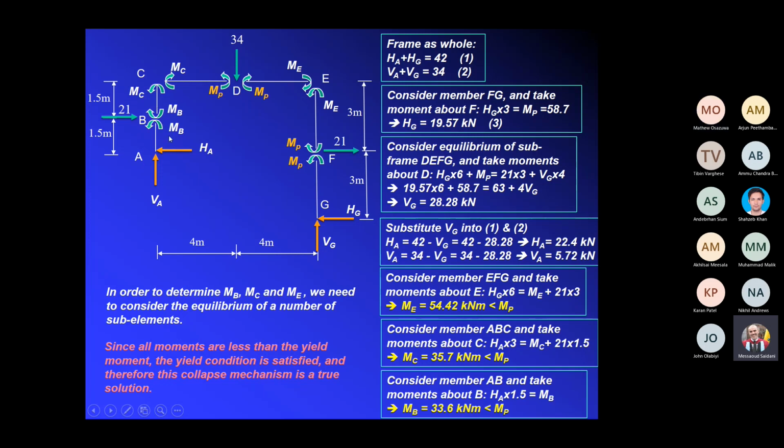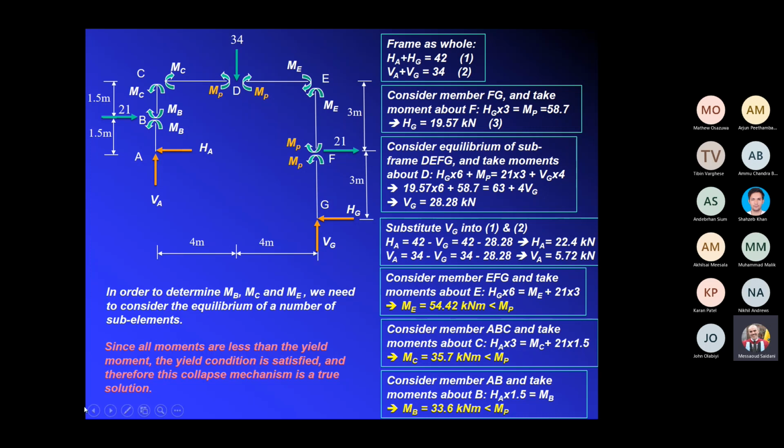I've taken a cut at B. I know the reactions, so therefore I can determine MB, 33.6 kilonewton meter, which is less than MP. So now we've determined the moment at E, the moment at C, and the moment at B. And the good news is that all 3 moments are actually less than MP, which is 58.7. And therefore the yield condition is satisfied, as well as the equilibrium and the mechanism conditions.